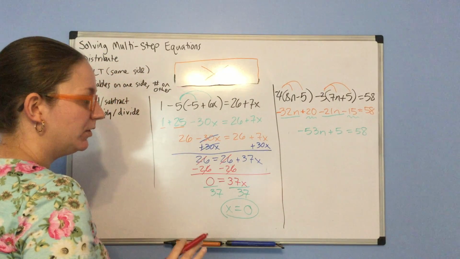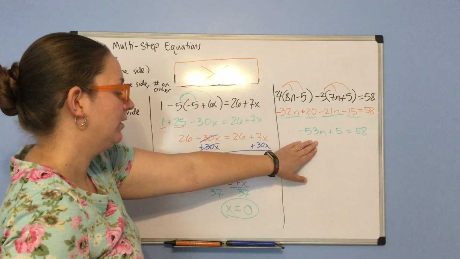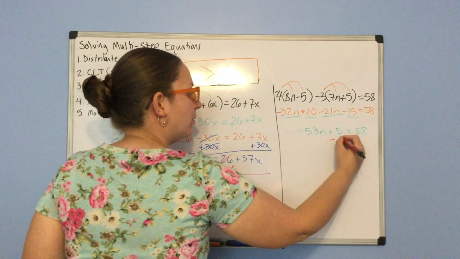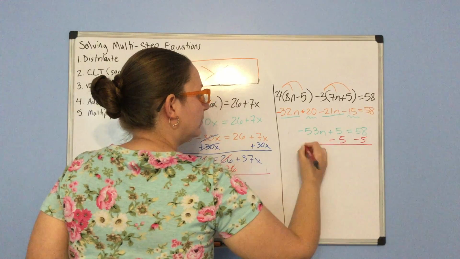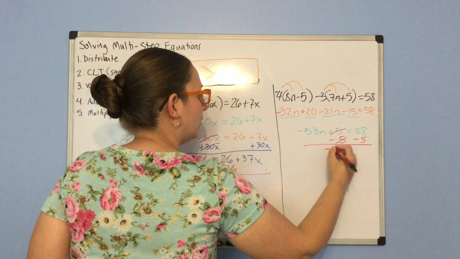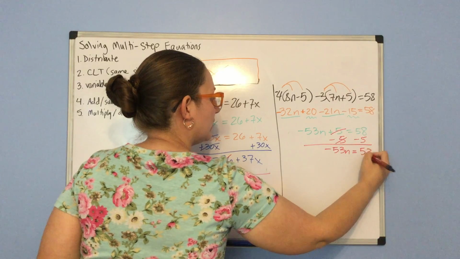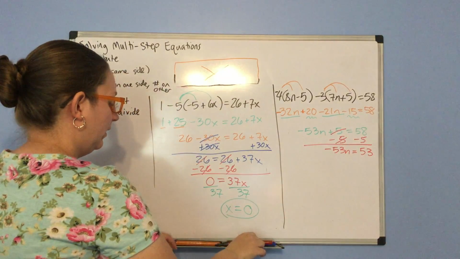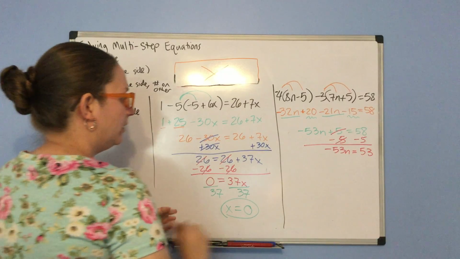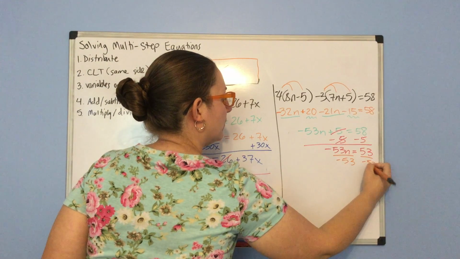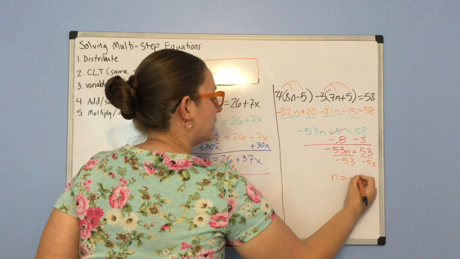Okay, almost done. N's on this side, which means this plus 5 needs to be undone. Undo that plus 5 with a minus 5. 58 minus 5 is 53. And then to get to our final answer, we are going to divide. Should end up with n equals negative 1.